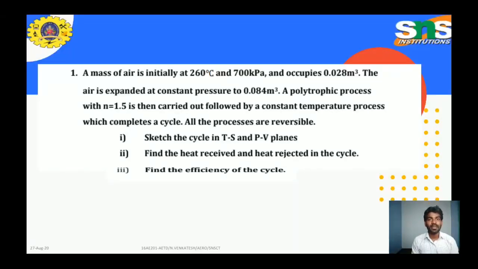The next problem is the application of open and closed systems in the first law of thermodynamics. A mass of air is initially at 260 degrees Celsius and 700 kilopascal and occupies 0.028 m³. The air is expanded at constant pressure to 0.084 m³. A polytropic process where n is equal to 1.5 is then carried out, followed by a constant temperature process which completes a cycle. All the processes are reversible.